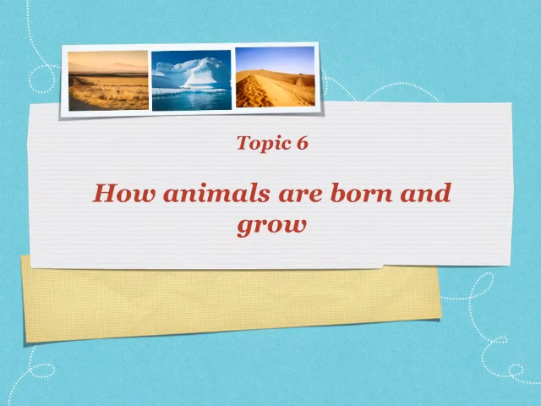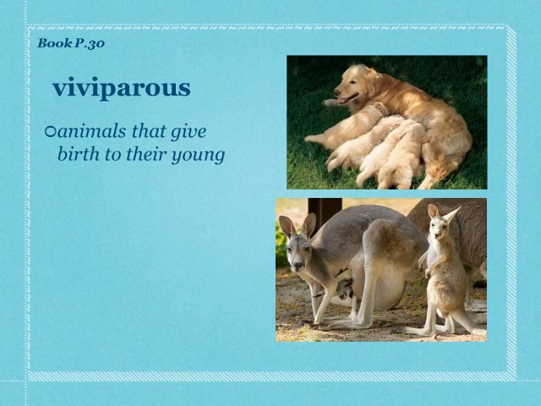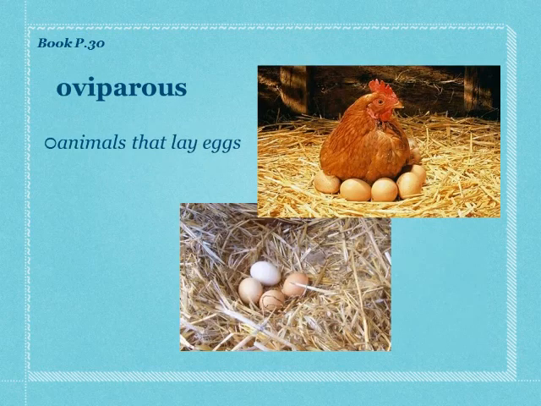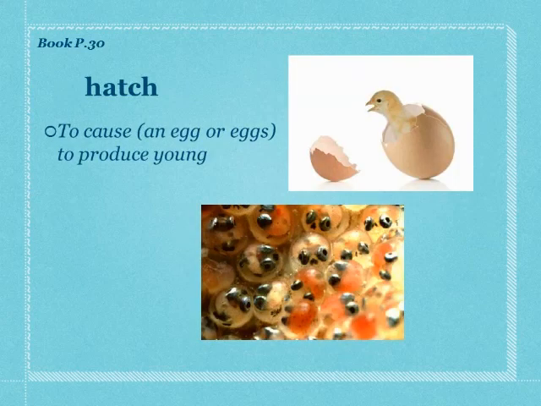Topic 6. How animals are born and grow. Page 30. Viviparous. Animals that give birth to their young. Page 30. Oviparous. Animals that lay eggs. Page 30. Hatch. To cause an egg or eggs to produce young.